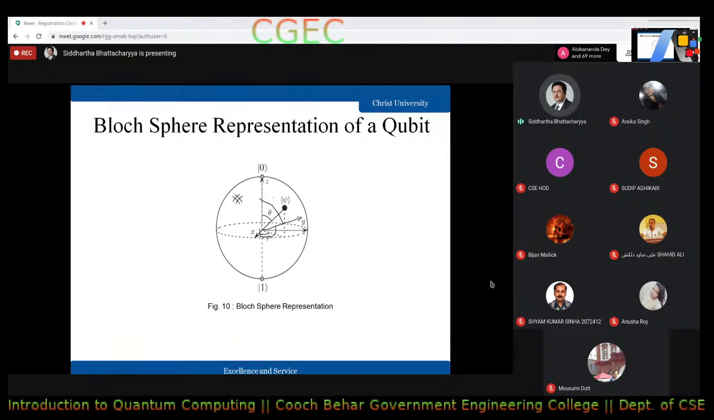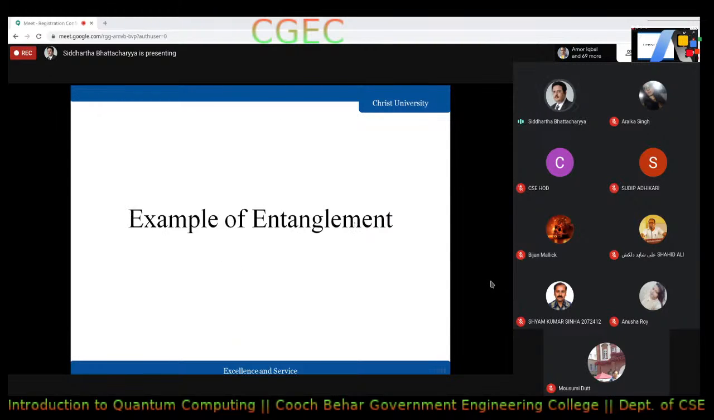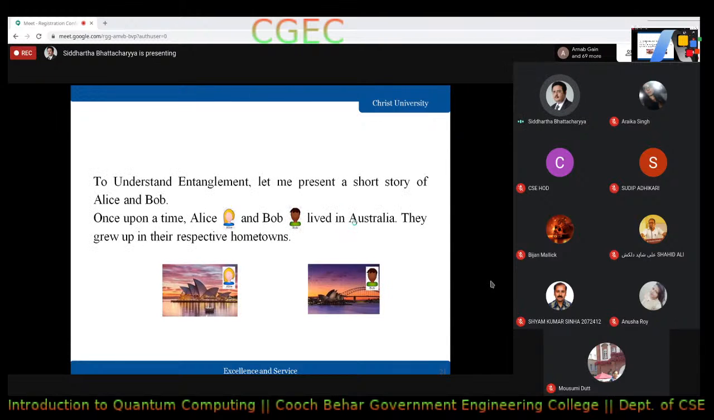So as it rotates or as it aligns itself on the log square, you get different states depending on the probability. Okay. Now I will give you one very beautiful and very simple example of entanglement. Think of a story involving Alice and Bob, two persons who once upon a time lived in Australia.